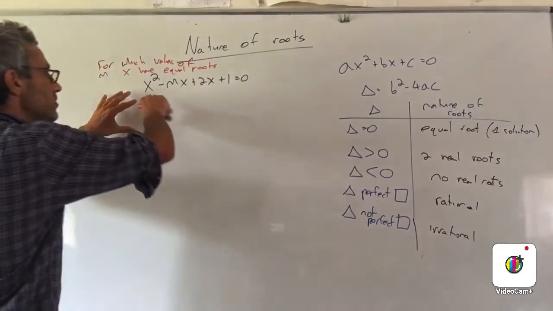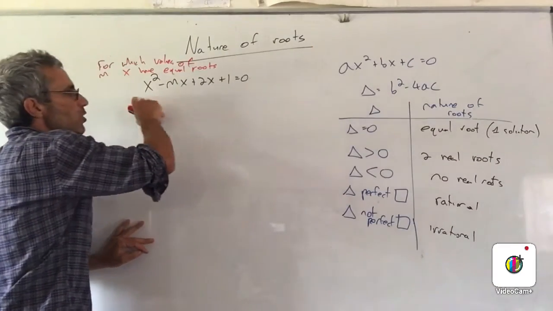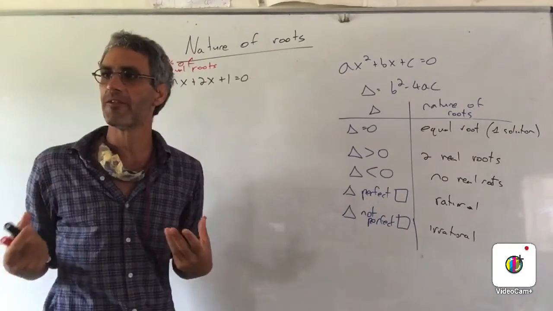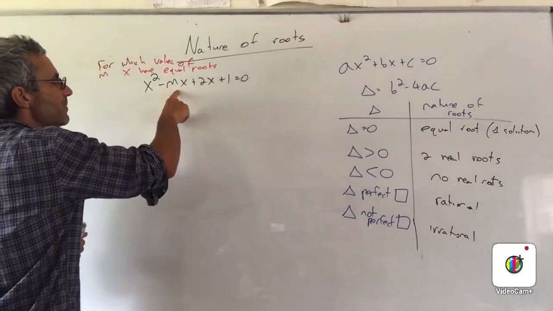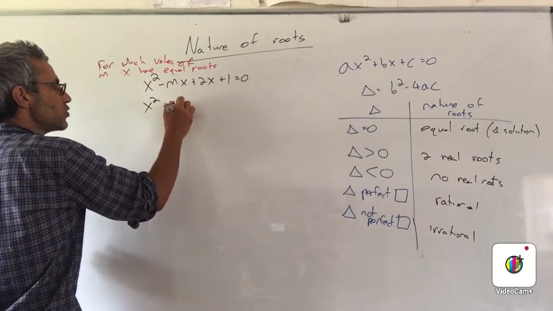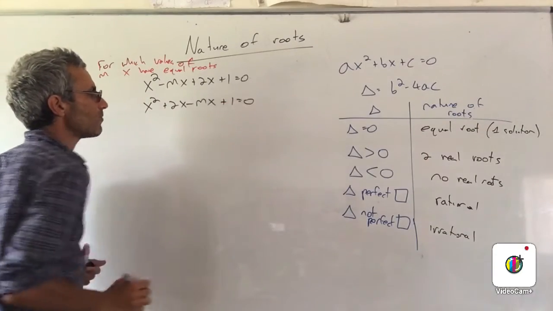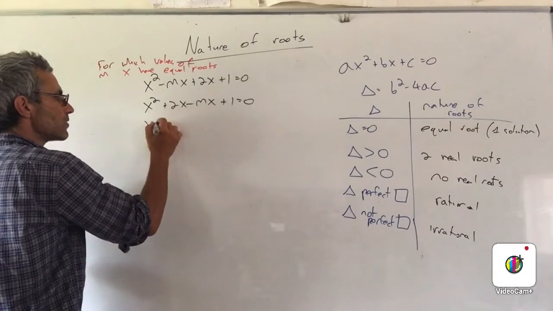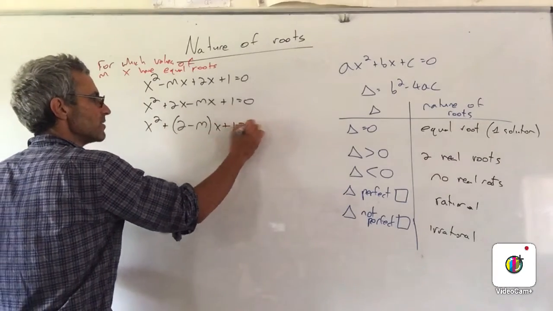So the more difficult level question is where you get a quadratic equation, but your a, b, and c, one of them, maybe all of them, might not even be numbers. So here I've got x squared minus mx plus 2x plus 1. I'm going to rearrange it slightly: I'll write the 2x before the mx, so 2x minus mx plus 1 equal to 0. Now, just to be able to see the coefficient of x, I'm going to pull x out, so it's (2 minus m)x plus 1 equals 0.